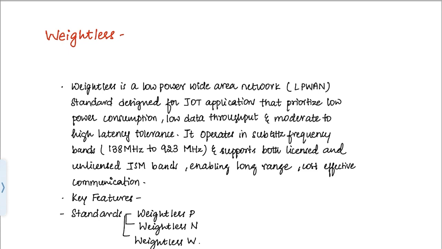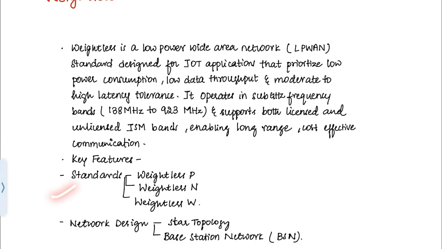Looking at the key features, first one we have is the frequency bands. Here we have the standards. Frequency bands means it operates in sub gigahertz frequency, that we have discussed here, and these frequencies are often exempt from licensing, reducing the deployment cost.